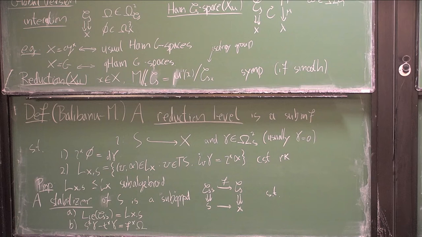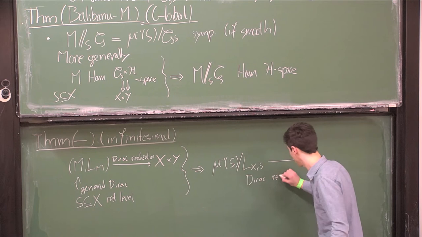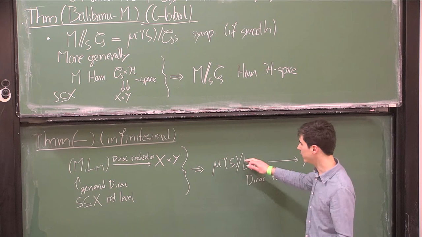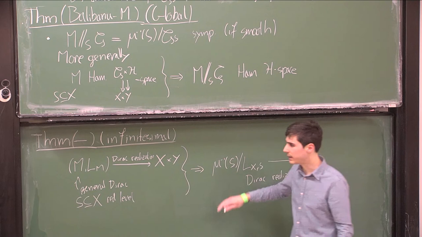Then the pre-image of S under U divided by this set L_{X,S}, which is required to have constant rank, still has a map to Y, and this is another Dirac realization. And the construction is kind of funny. You cannot just pull back and push forward the Dirac structure, it doesn't work. So you pull back and you modify by the two-form gamma, and then you can push forward.